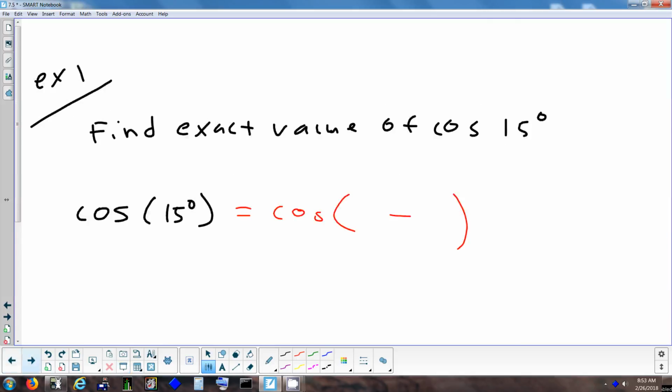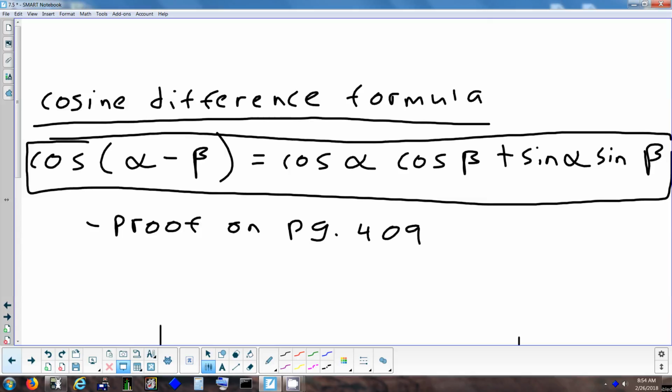Any of the numbers I just said you can fill in here. So can anybody think of a way you can write 15 as a difference of two numbers, and the numbers have to be multiples of 30s and 45s? 45 minus 30. Yeah, you can write it as 45 minus 30. And the reason we're going to use 45s and 30s is because when we fill it into the formula on the right, we should know how to find all those answers. We can either use unit circle trig, or the easier way is just to memorize some certain answers.